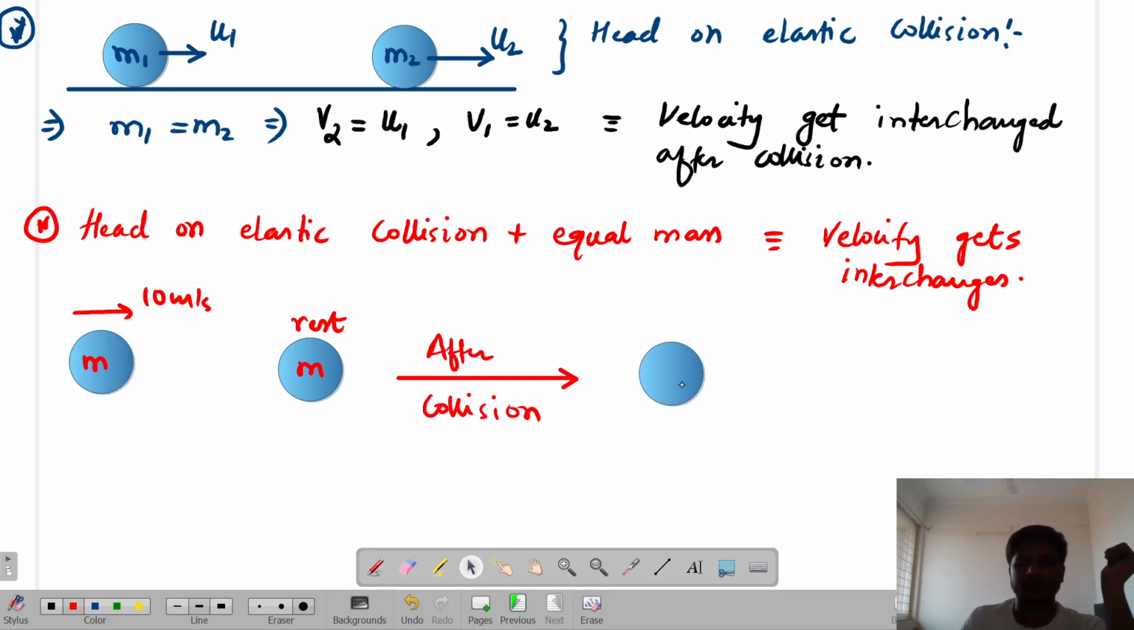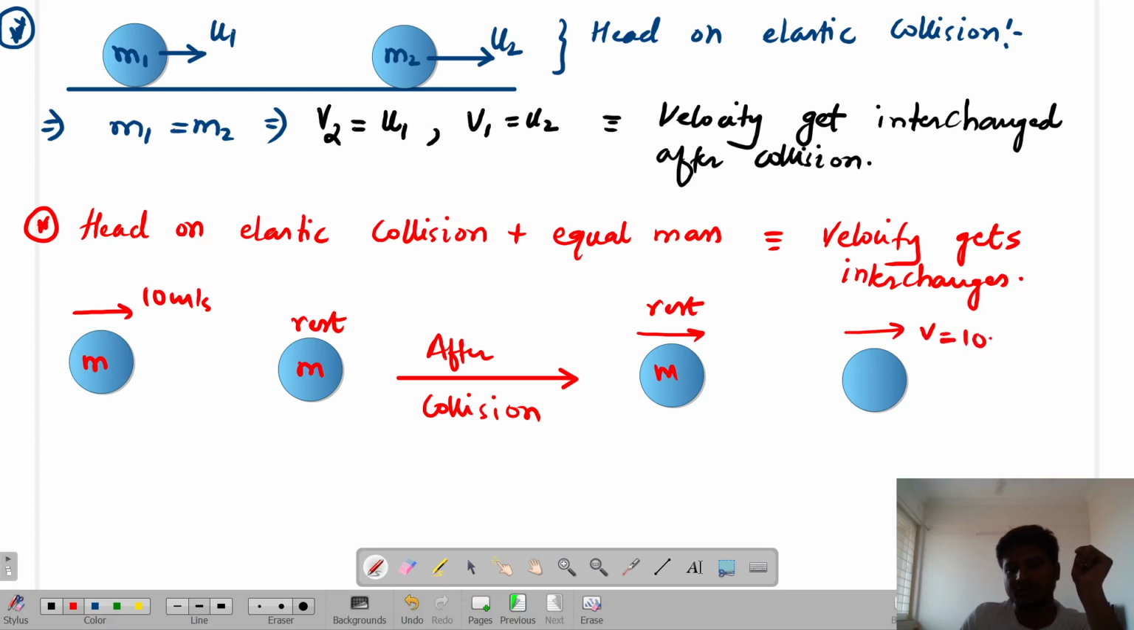So you are going to see that this mass has come to rest after collision, and this one starts to move with 10 meter per second. Okay, so this actually happens with elastic collision.